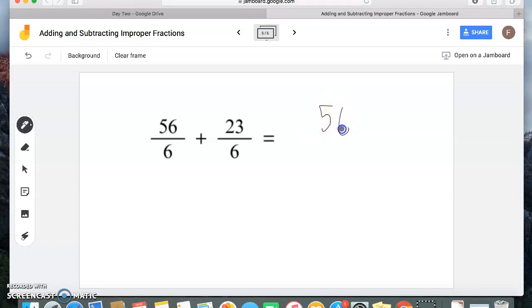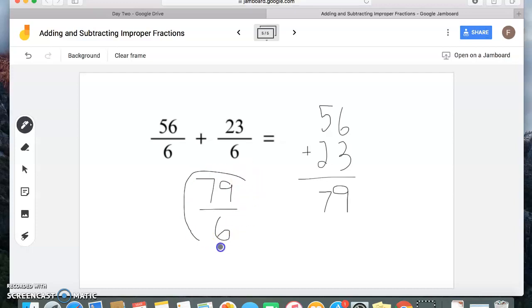So I have 56 plus 23. And now I'm simply going to add my 2 numerators together. 6 plus 3 is 9, and 5 plus 2 is 7, giving me a new numerator of 79, and my denominator is going to stay the same, which is also 6. Now, yes, you can turn this improper fraction back into a mixed number, but it is not mandatory that you do that. During today's activity, you can leave your answers as an improper fraction and simply type them in just like this improper fraction here, 79/6.